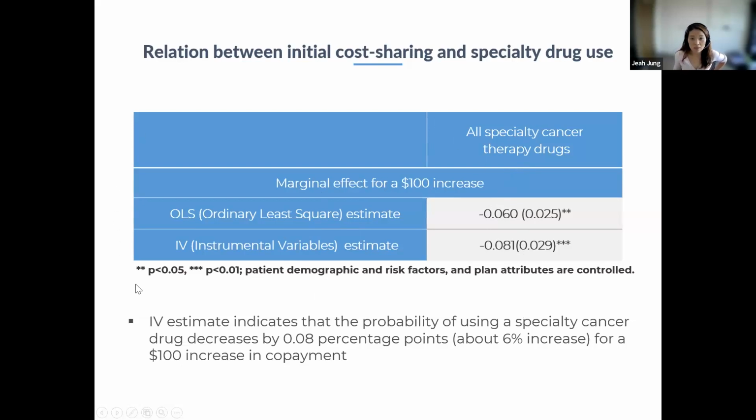The idea was that there was some discussion that these cancer patients have really debilitating and serious conditions. So does price matter or not to these patients? Even though the drugs might be expensive, they might still use them. But we found that even just a $100 difference in cost sharing decreased the probability of filling the prescription for cancer drugs. So that's what we found.